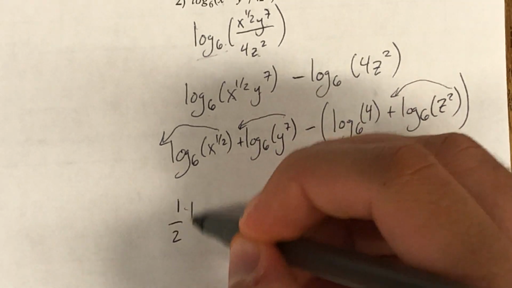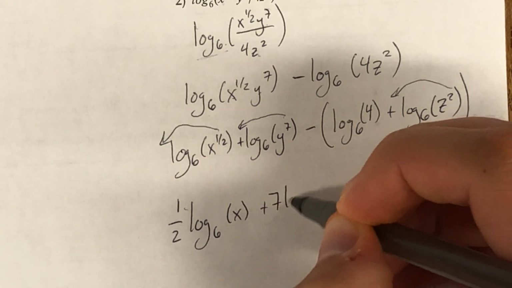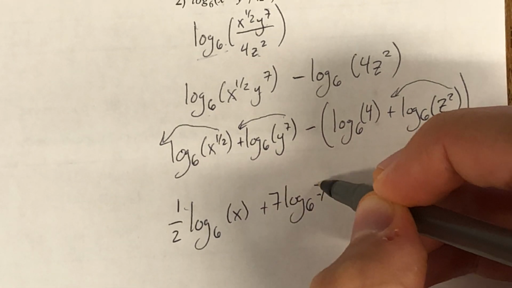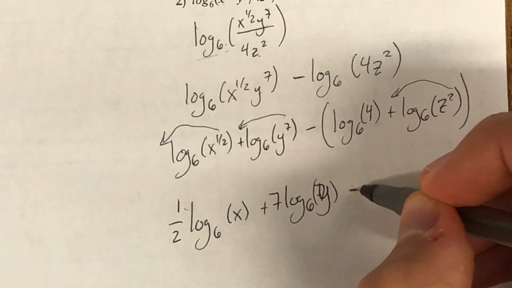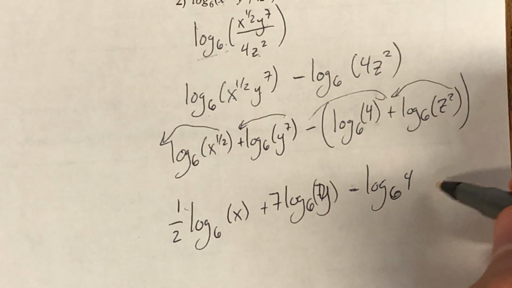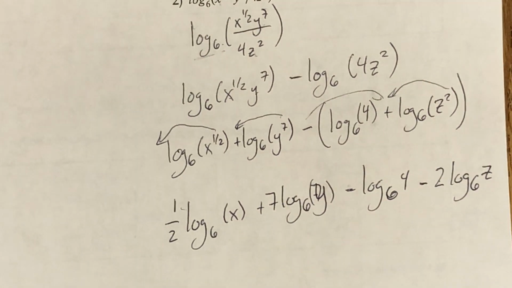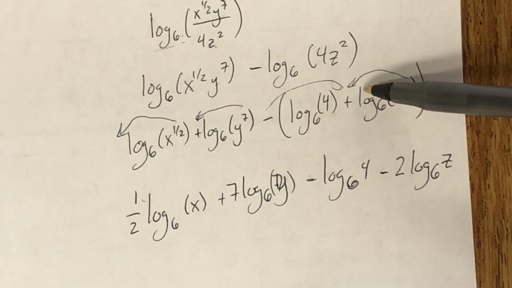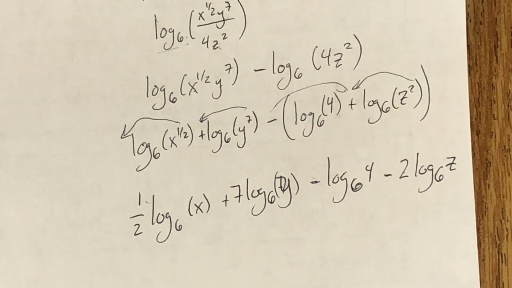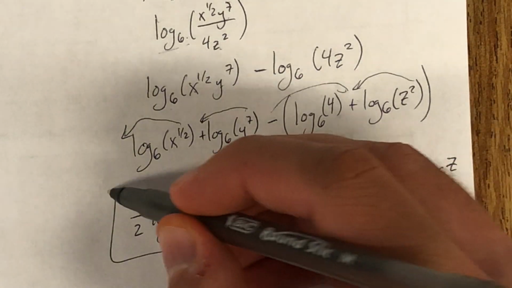So that would leave us with 1/2 log base 6 of x plus 7 log base 6 of y minus log base 6 of 4 and minus 2 times log base 6 of z. So this becomes a minus because we brought that 2 up front, but you got to distribute that negative to each portion to make sure that you're expanding correctly.